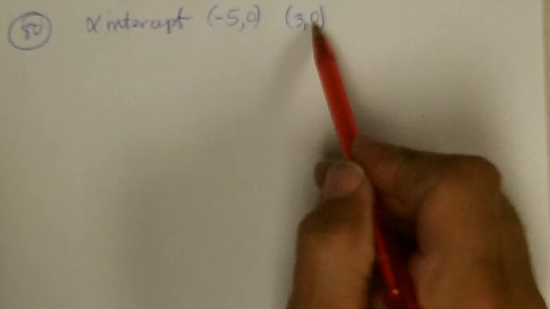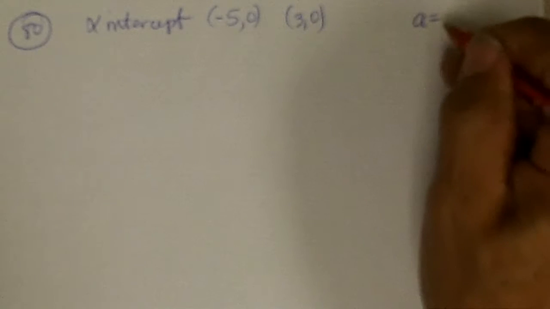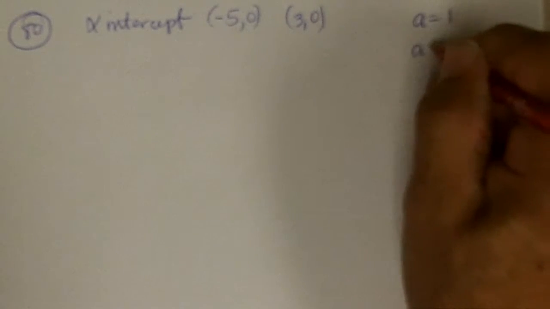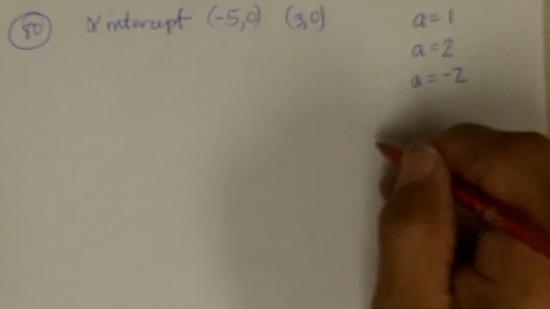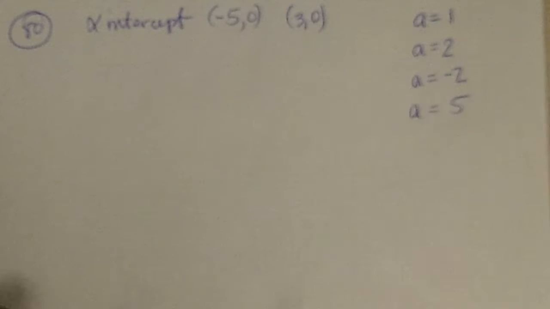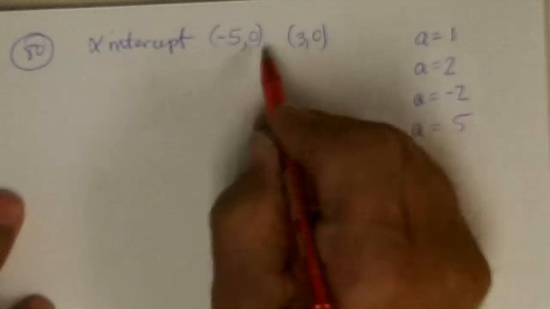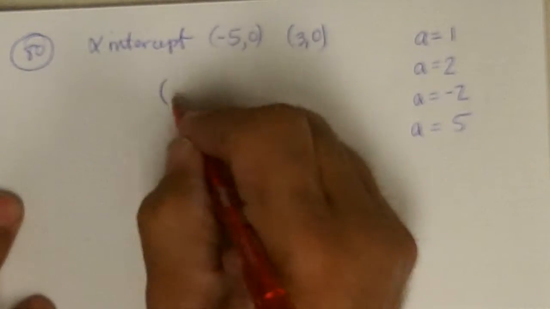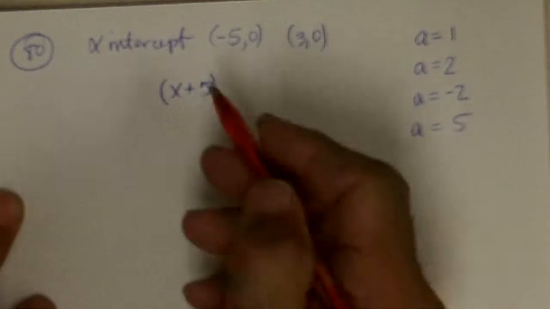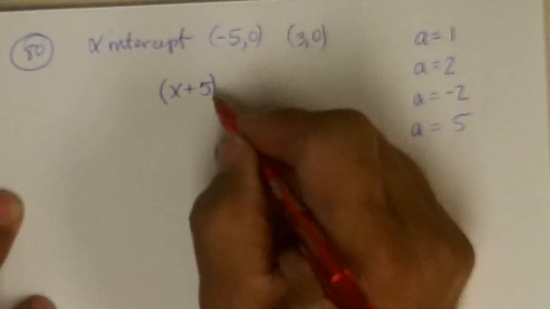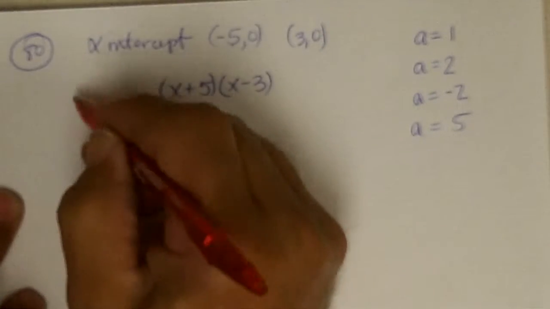Okay, this one says we have these x-intercepts, and we're supposed to find parabolas when a is equal to 1, and then again when a equals 2, and again when a equals minus 2, and again when a equals 5. Well, this is way simpler than it sounds. If this is going to be a parabola that has that x-intercept, that means x plus 5 had to be a factor. And if 3 is going to be an intercept, x minus 3 had to be a factor. And so there's the parabola.